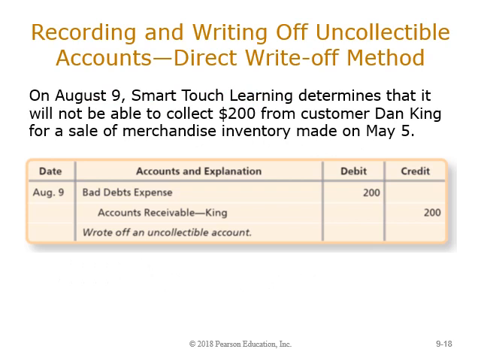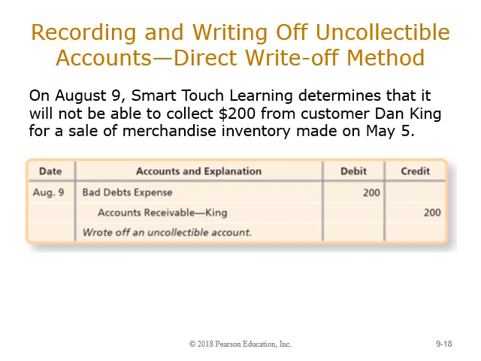So in this case, on August 9th, Smart Touch Learning determines that it will not be able to collect $200 from customer Dan King for a sale of merchandise inventory made on May 5th. So on August 9th, they decide they can't collect this. So they're going to go ahead and debit their bad debt expense, $200, and credit their accounts receivable. And that essentially just takes that accounts receivable right off their books. They don't have it anymore, but it did increase their expenses by $200 in the form of bad debt expense.